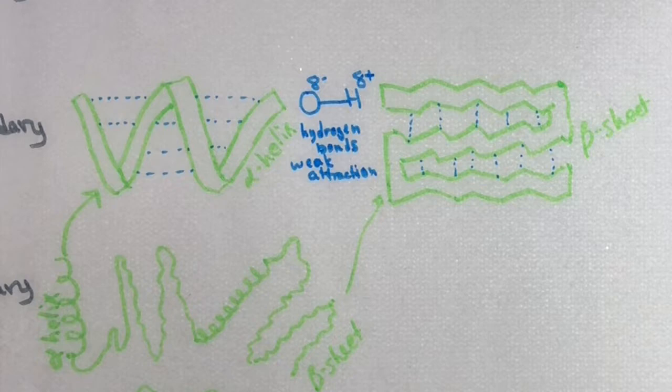So there shouldn't be a line there. It should be a dotted line. But at the same time, they do have an attraction that is profound enough to cause these secondary configurations, either an alpha helix or a beta sheet.